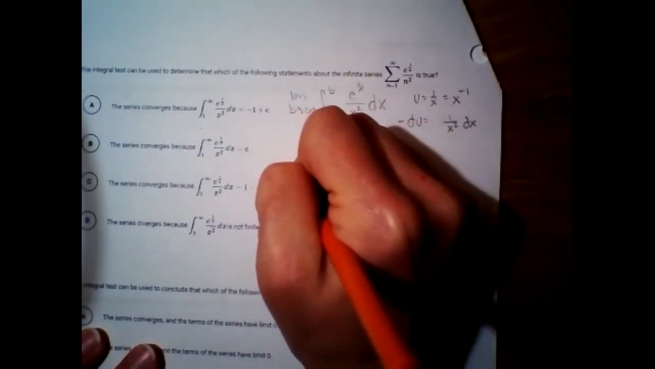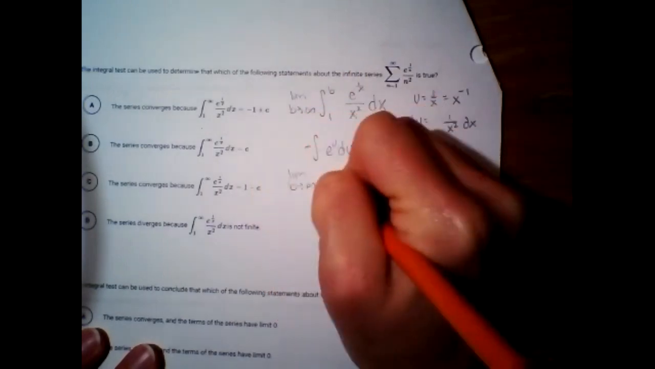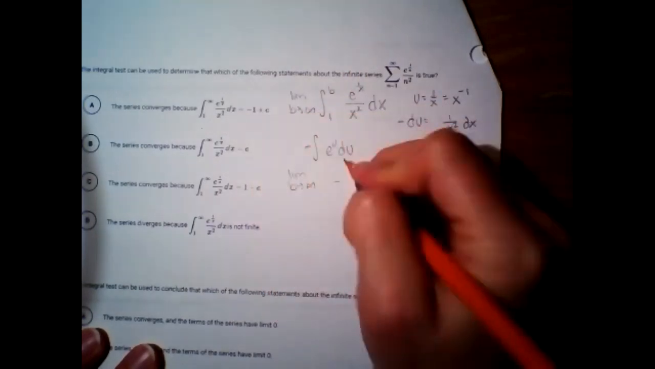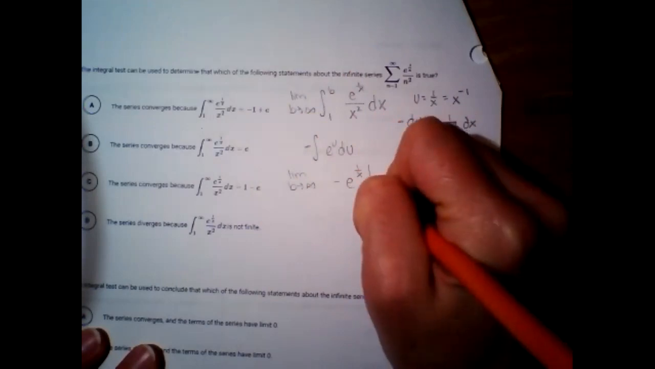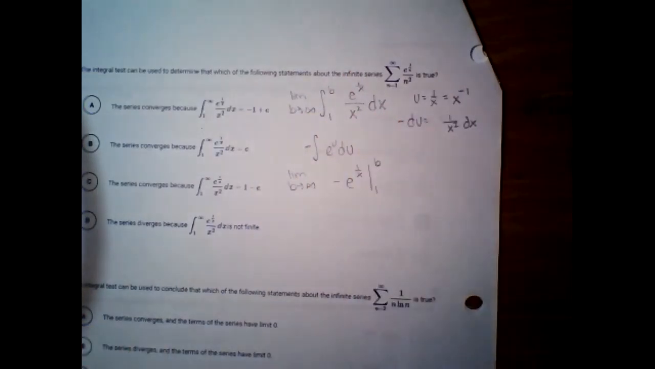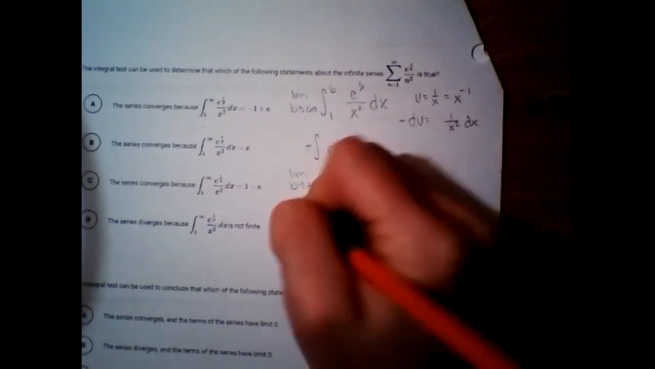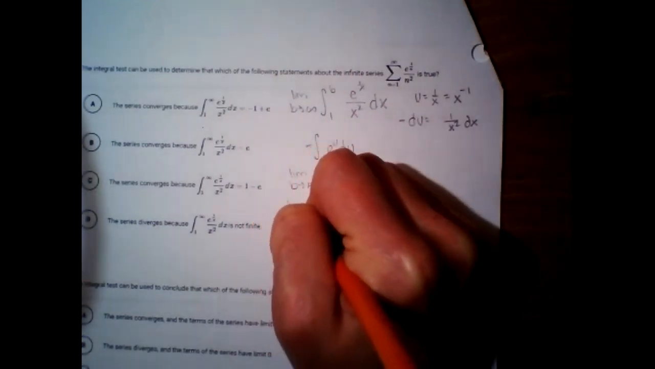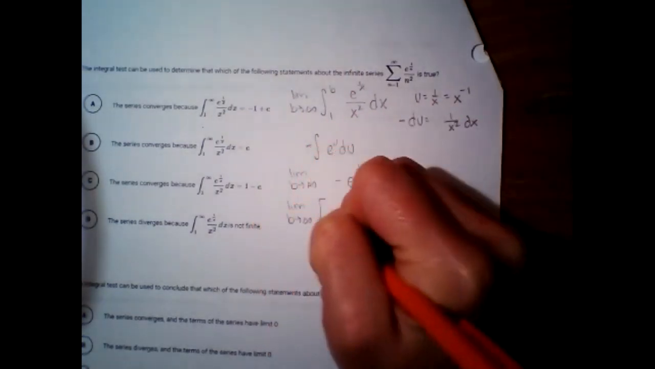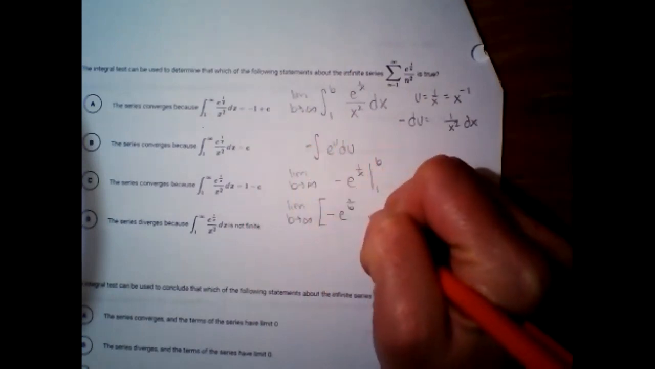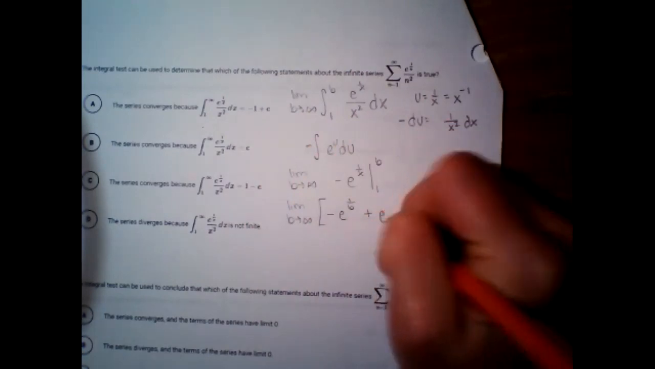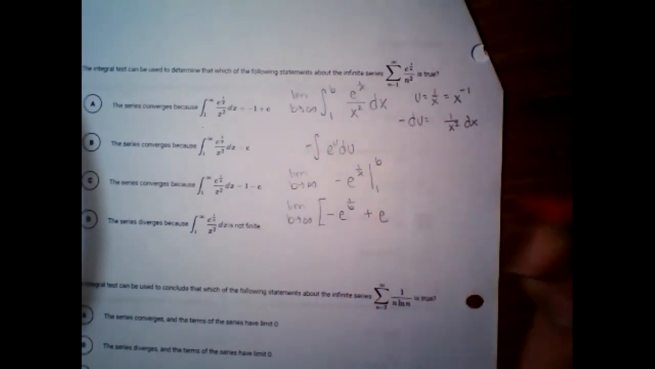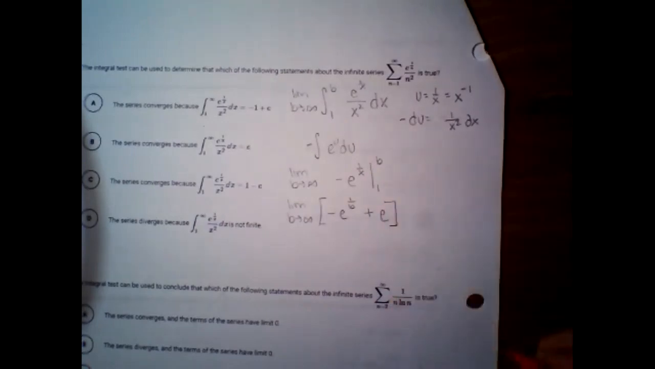And so this will be limit as b goes to infinity, negative e to the u. This is its own antiderivative, which is nice. So negative e to the power 1 over x, evaluated from 1 to b. And then we're going to do upper boundary minus lower boundary. So that is going to be negative e to the 1 over b power minus negative. So that's going to cancel. E to the 1 over 1, that would be e to the first, which is just e.